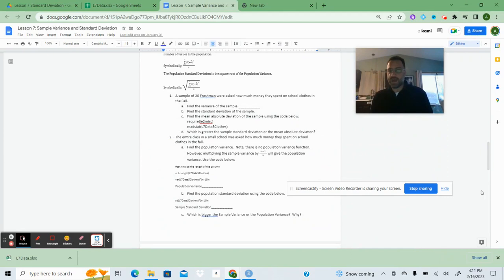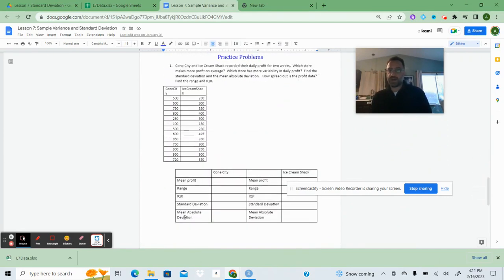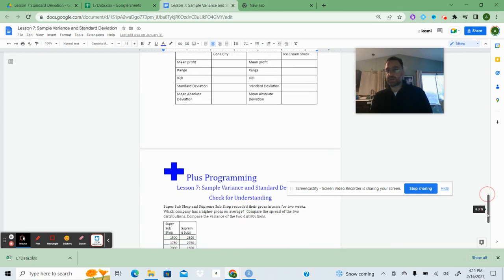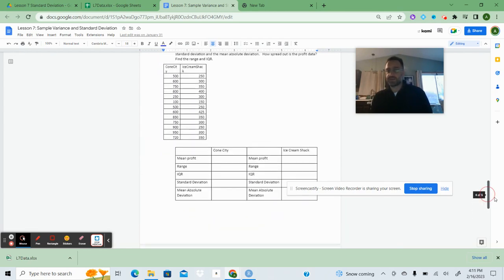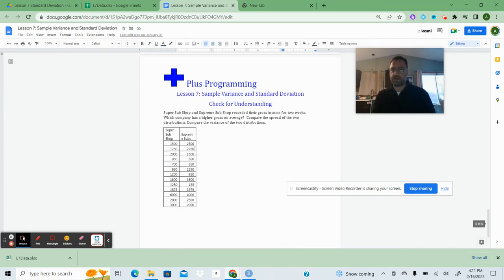So what you're going to do now is work on some of those hand calculations, finding the mean, the range, the interquartile range, the standard deviation, the mean absolute deviation. So you can use R to do some of that. You could also make sure that you can hand calculate a standard deviation with a smaller subset of numbers, and then compare your answer to what you get with technology, and then also do that for our check for understanding.